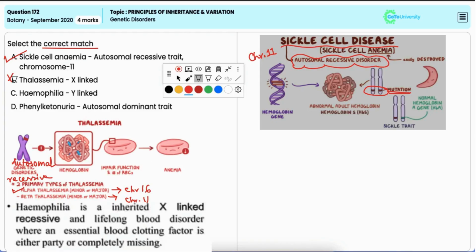Option C, hemophilia is to Y-linked. It is also incorrect because hemophilia A and hemophilia B are both X-linked recessive disorders and not Y-linked.